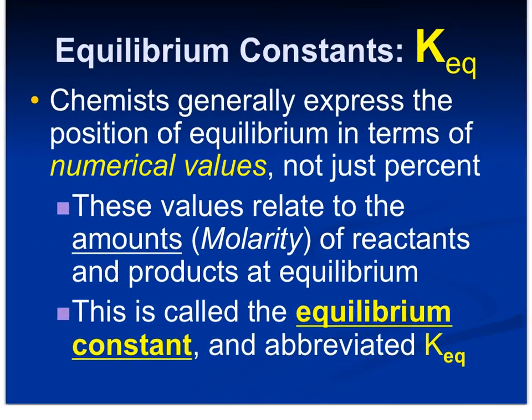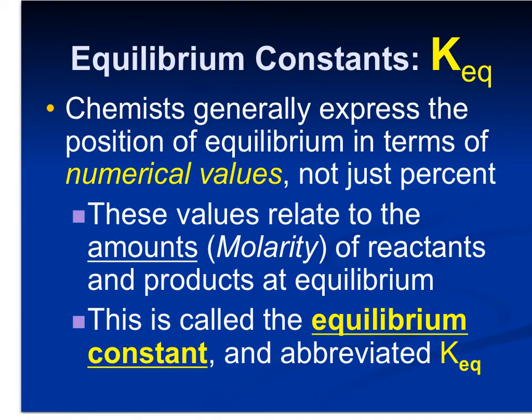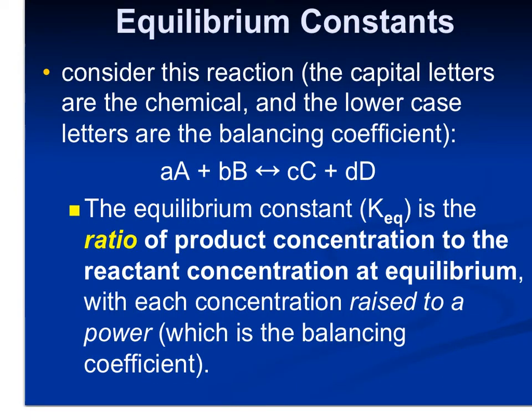So now we finally get to our KEQ value, and this is known as our equilibrium constant. We like equilibrium constants because it's a numeric value, not just a percentage, and we can use this to compare different equilibrium expressions and make predictions about whether the products or the reactants of a reaction are going to be formed. These values are based off of the amounts, or the molarity, I like to say the concentration, of the reactants and the products, and so again it's called the equilibrium constant and it's abbreviated with our KEQ. Okay, so now we're going to learn how to calculate that numeric value of our KEQ.